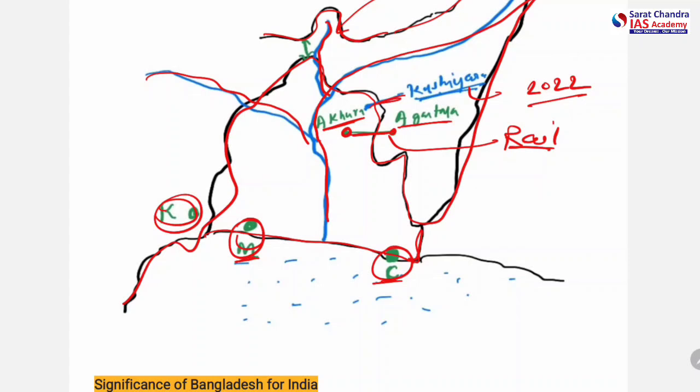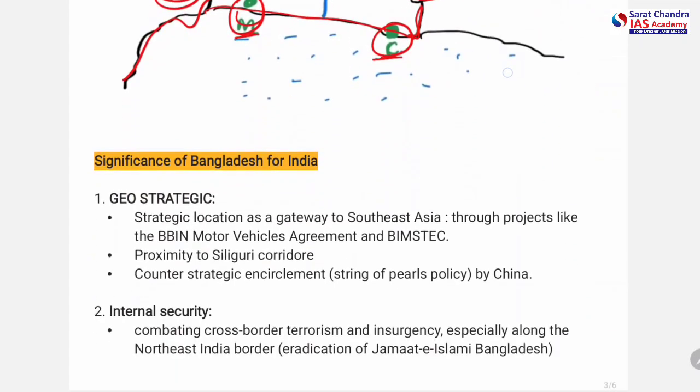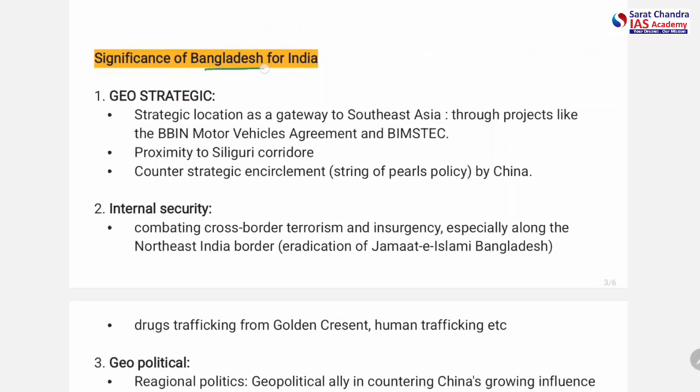One of the very significant locations here is this one. This region is known as the Siliguri corridor. As we can see, Bangladesh is quite close to the Siliguri corridor. It makes the border. So protection of the Siliguri corridor, Bangladesh becomes very important. So that we will discuss in the significance of Bangladesh for India.